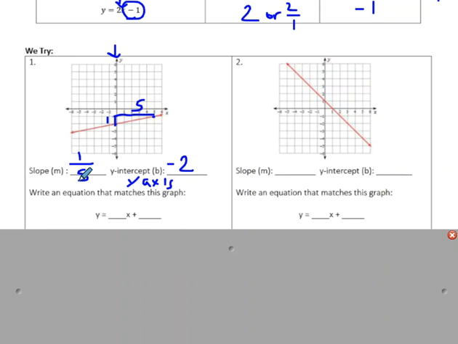If I wanted to put that into slope-intercept form, I would have y equals, remember, y equals mx plus b, so we want to have that 1/5 first. y equals 1/5 x. So that's my m. Mx plus b. So we have 1/5 x plus my y-intercept is negative 2. So then it would be in slope-intercept form.